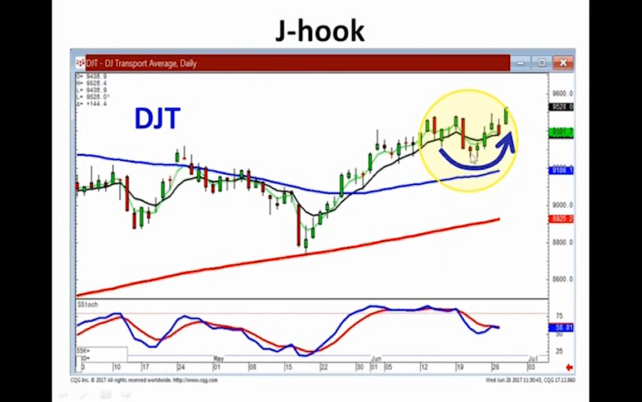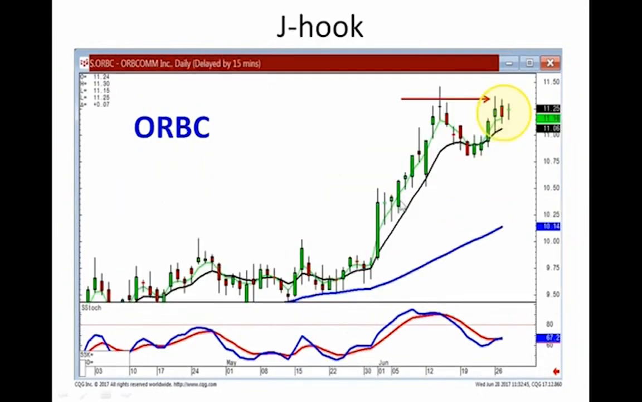And if you can apply it also, that we know that there's probably more upside to the pattern, the J-hook pattern, that tells us we've got a high probability that things are going to continue to move higher. So we're watching ORBC, same scenario. If it breaks out through this level, there's a very simple calculation for the J-hook pattern.